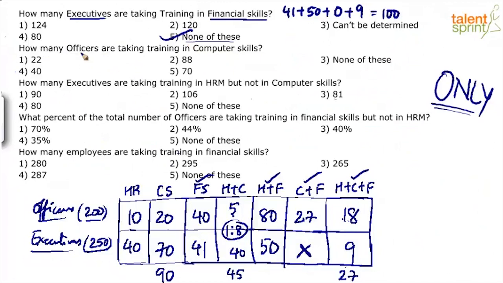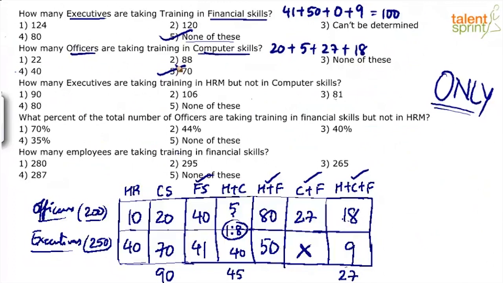Next question. How many officers are taking training in computer skills? Same argument again. Don't mark officers in computers as 20, because he did not ask computer skills only. He is asking for computer skills. So computer skills is 20. Add all the values, all the possible values. 20 plus this 5 here, that also involves computer skills, plus this 27 here involves computer skills, plus the 18 here. Yes or no? 20 plus 5, 25, 25 plus 27, 52, 52 plus 18 is 70. Right? 70 would be the answer. Option 5 again.